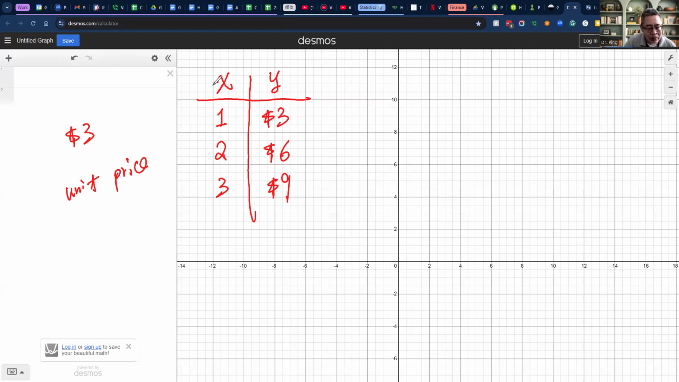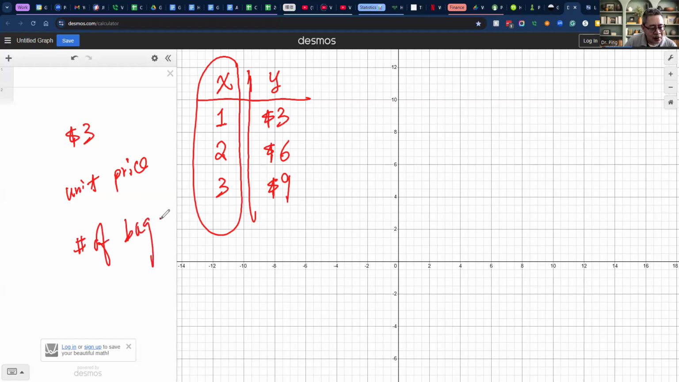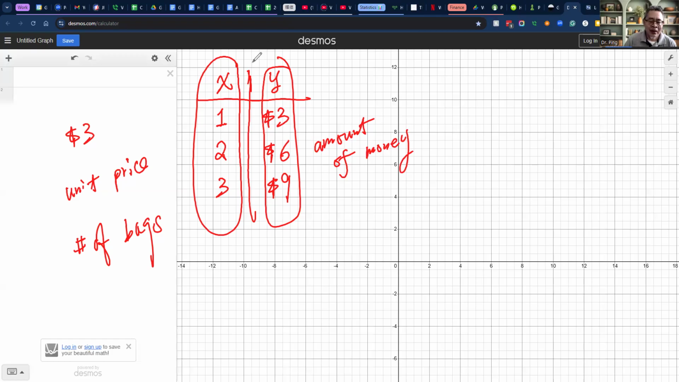Here we see there are 2 sets of numbers. One is on this side, which is the number of bags, and one is on the other side, which is the amount of money. Even though they are all numbers, they are different kinds of numbers. But this table shows us there is a relationship between these 2 sets of numbers: 1 bag corresponds to $3, 2 bags to $6, 3 bags to $9. This unique relationship is what we call a function.